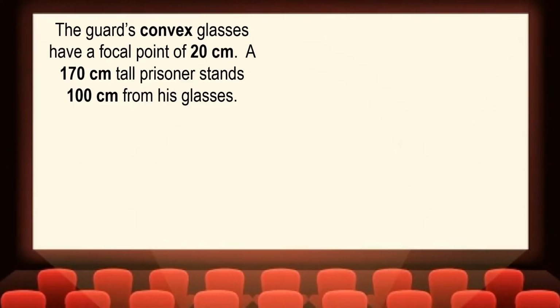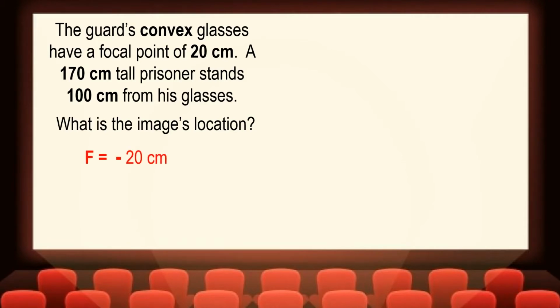Let's quantify what the director was trying to show. The guard's convex glasses have a focal point of 20 centimeters. A 170 centimeter tall prisoner stands 100 centimeters from the glasses. What is the image's location?